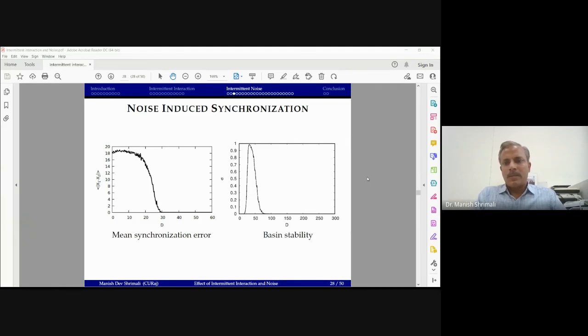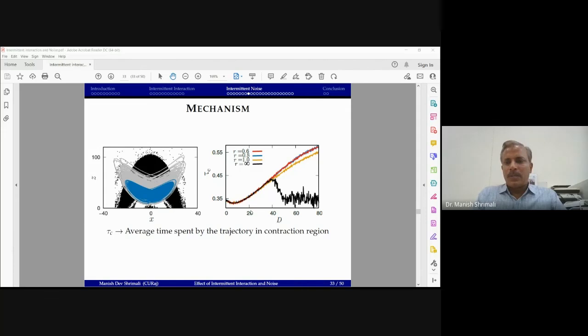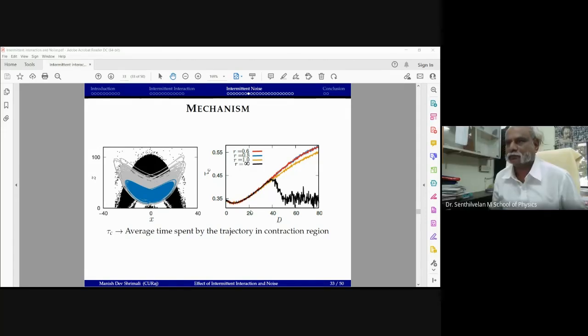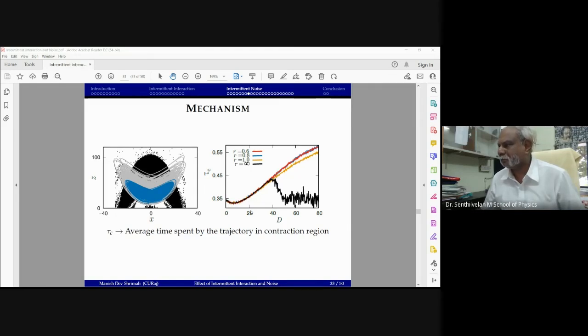Yeah, more or less it is the same. Basically, the key mechanism, if I just tell you this part, is that as long as you are restricting your trajectory to the contraction region, so that is the key mechanism. By restricting noise, you are able to maintain the oscillations around the contraction region, so that you are able to achieve the synchronization earlier and for larger initial conditions, for all different distributions. Is that clear? Yes.